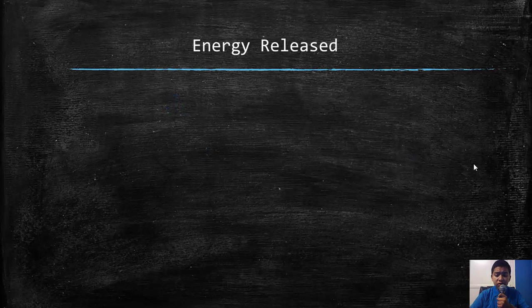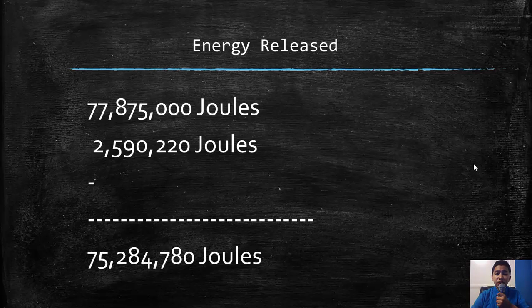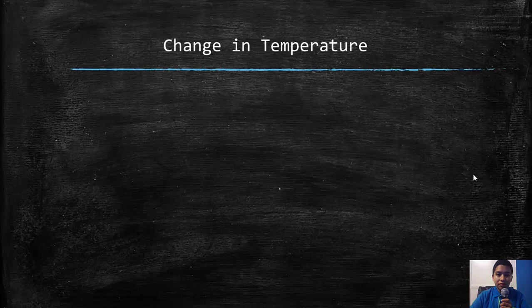And so now let's find the energy released. The energy released can be found by subtracting from 77,875,000 joules, which is the change in enthalpy that we found before, the 2,590,220 joules, which is the value that we just found in the last slide, which is the heat required to change it from a liquid to a gas, while including the phase change. And when we subtract those, our final answer is going to be 75,284,780 joules.